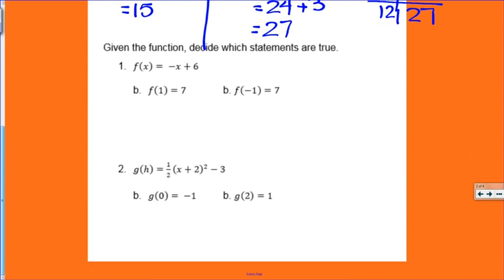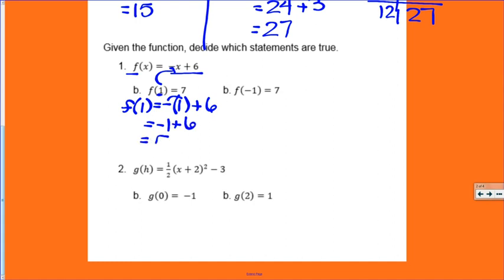So next, given the function, decide which statements are true. So now you've been given a function and 2 separate input values, and you need to see which output is correct. So f of 1 equals 7. So if you look in your parentheses, f of 1, 1 is the value that we are going to be substituting in for x. So f of 1 equals negative, then 1 plus 6. So we have this negative out here, we're going to distribute that. Negative 1 plus 6. That simplifies to 5. So f of positive 1 does not equal 7. So this answer is not true.